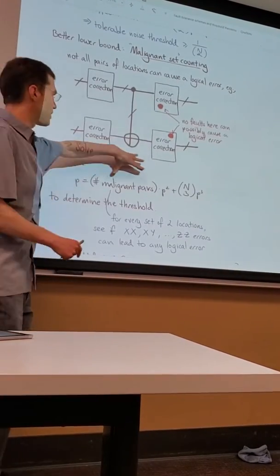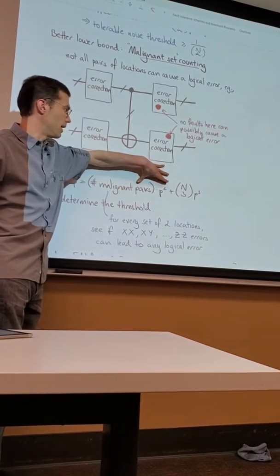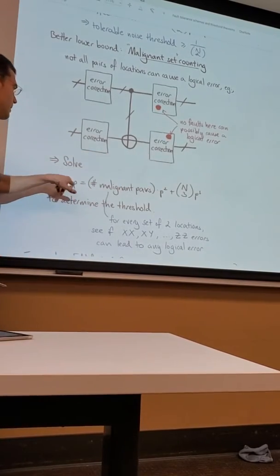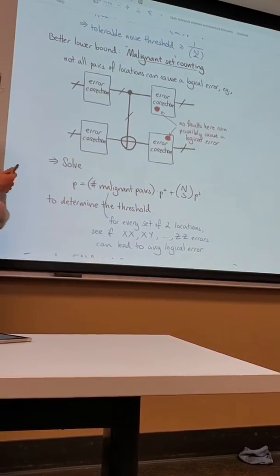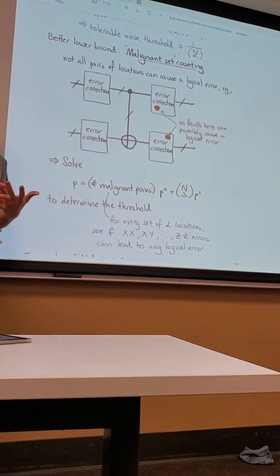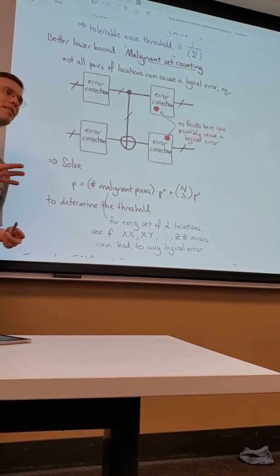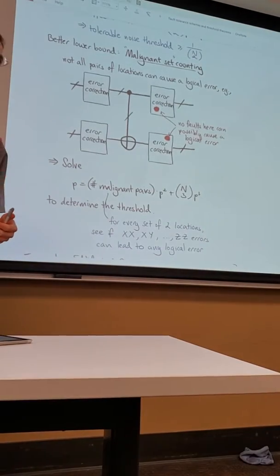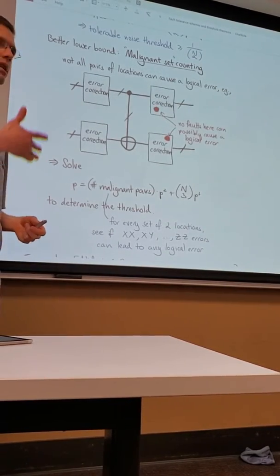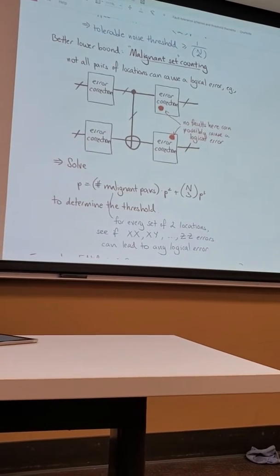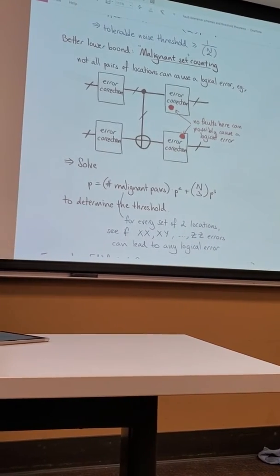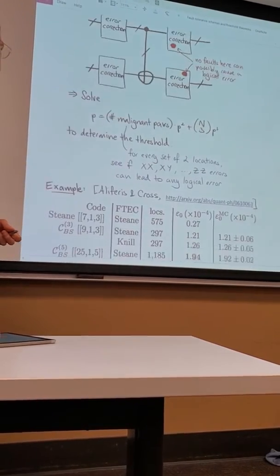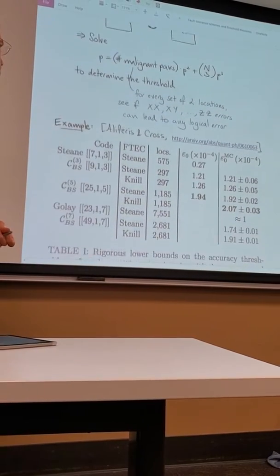Right, so you set this quantity, which is an upper bound on the effective noise rate, equal to p. That gives you, sorry, a lower bound on the threshold. So that gives a rigorous proof that your scheme tolerates at least this amount of noise. And in fact, for practical small codes, you can get fairly large rigorous numbers.